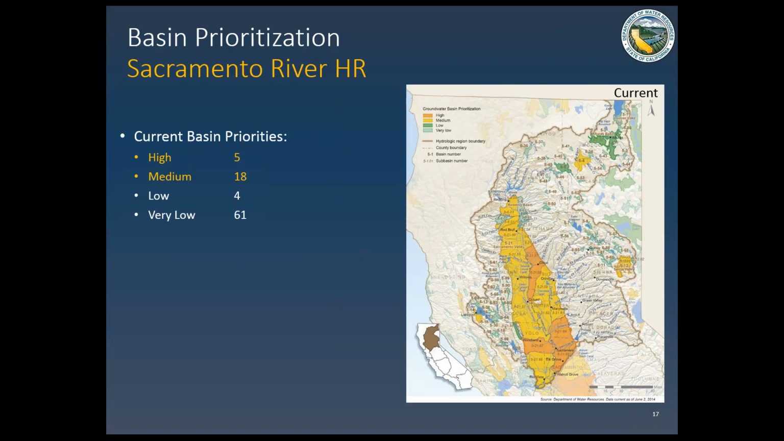Sacramento River, about a third of the basins are high and medium, and pretty much all of them within the Central Valley are high or medium. There are a few basins along the outside, but nearly all the population and water use is within the Central Valley. The high and medium, it's 96% of the groundwater use, not surprising there, and the population is roughly 98%.